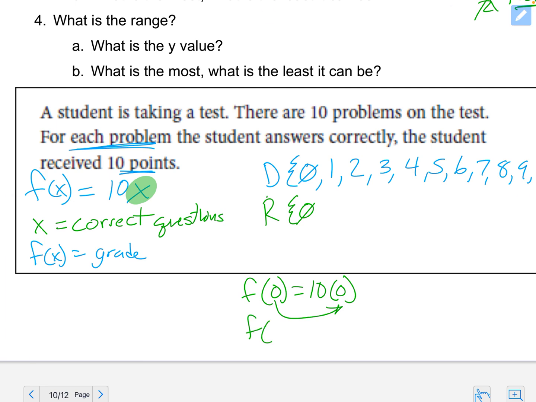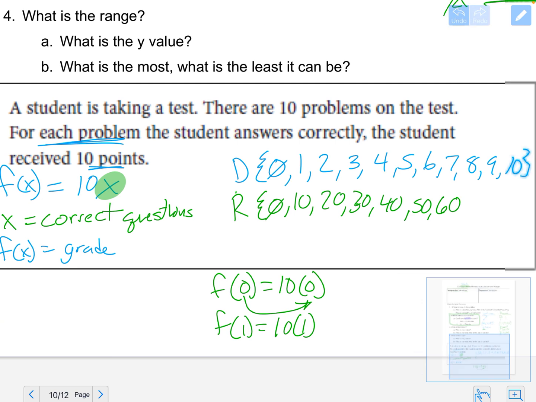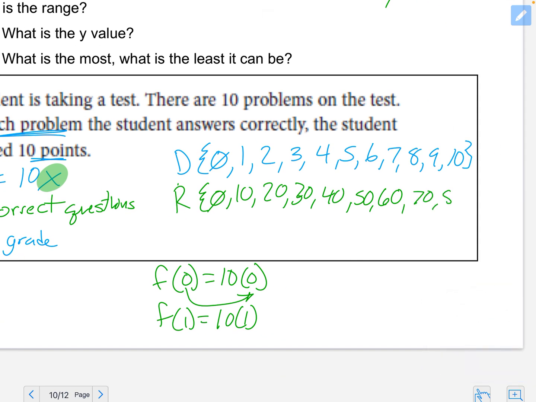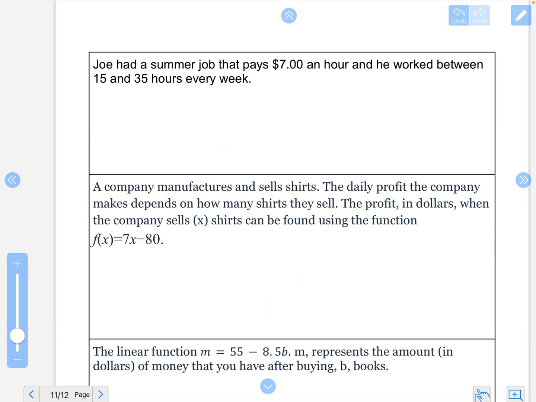We're going to do the same thing for 1. 10 times 1 is going to be 10. And by then we've got the pattern: 20, 30, 40, 50, 60, 70, 80, 90, and then finally 100 is the best grade that we can get. So now let's look at some more examples.